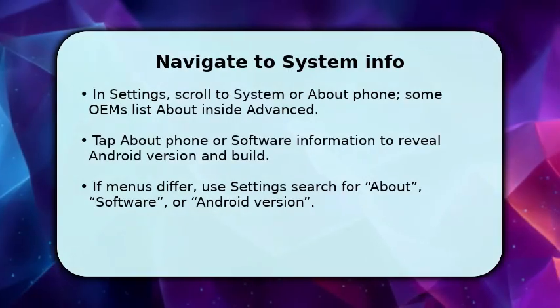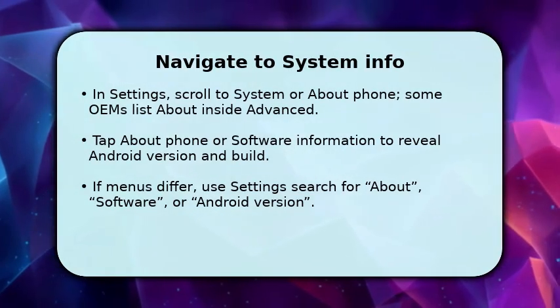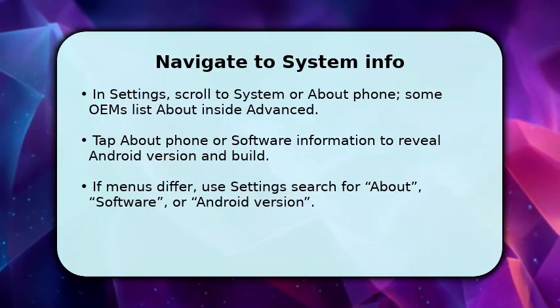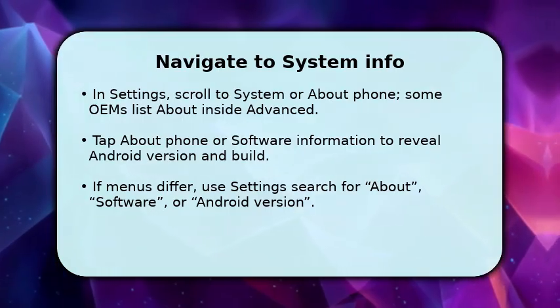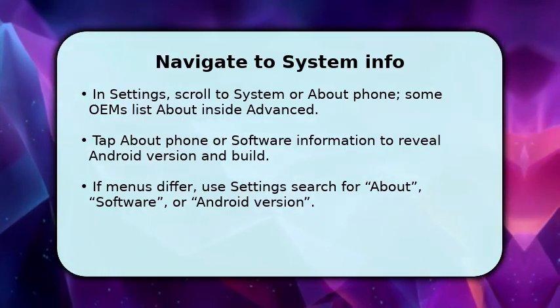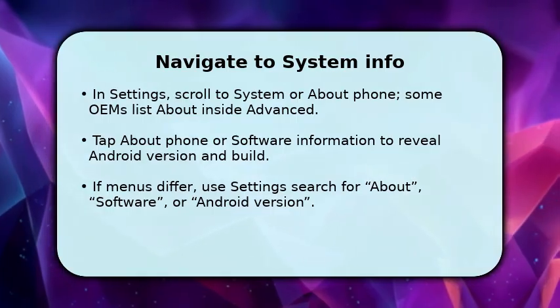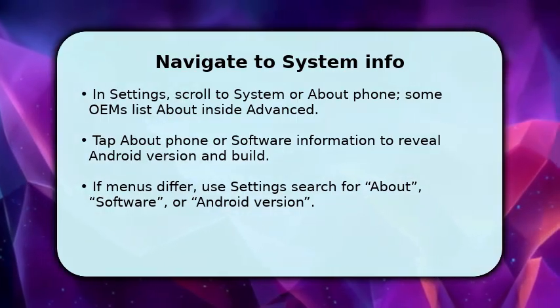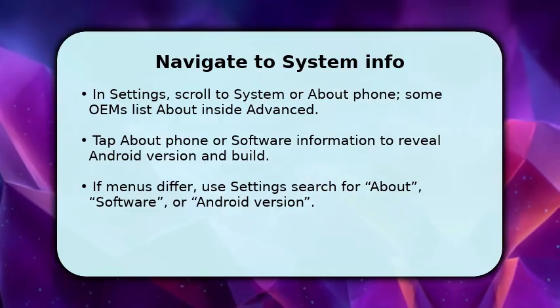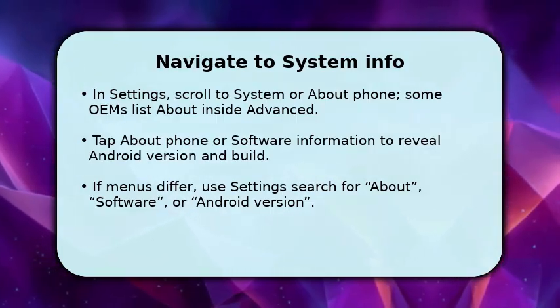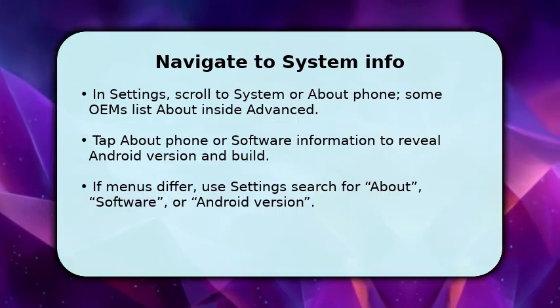You now go deeper. In Settings, scroll to System or About Phone. Some manufacturers place About under Advanced or Additional Settings. Tap About Phone or Software Information. Here you'll see Android version, security patch level, and build number. Once you find it, note both the numeric version and any vendor-specific name. These matter for compatibility and updates.